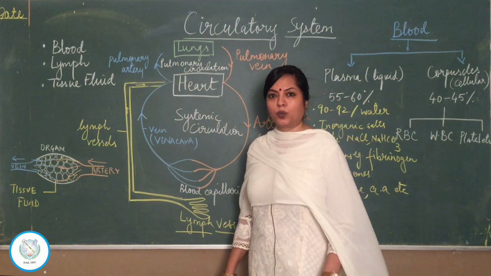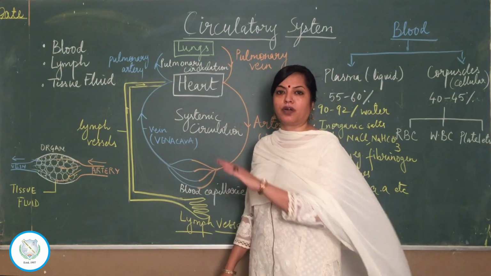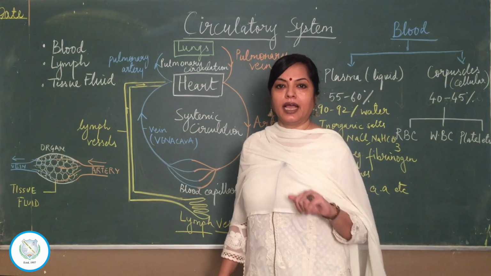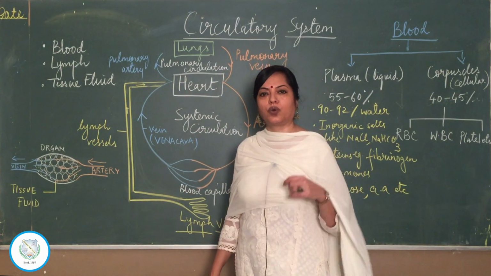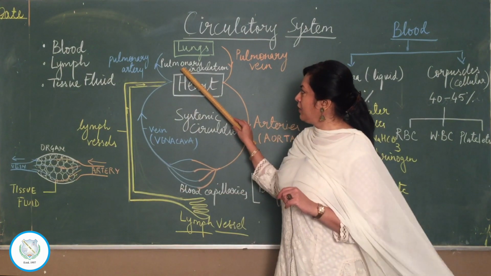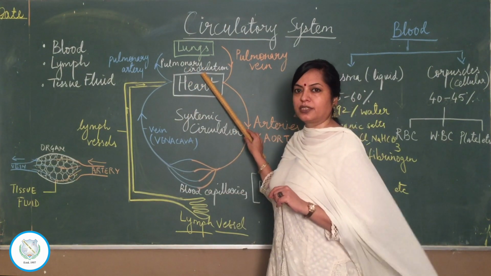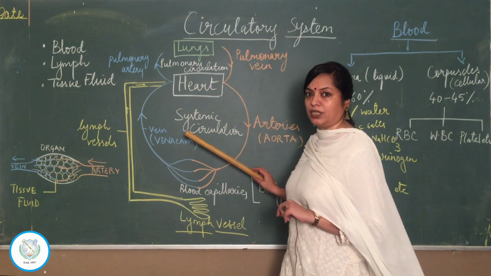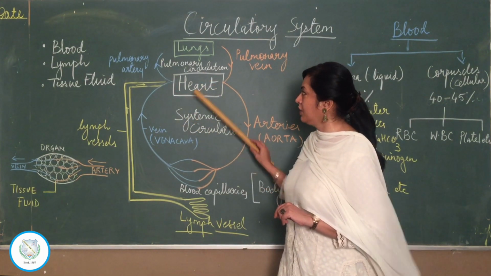I repeat, for completing one full round in the body, blood passes through the heart twice, and that is why human circulation is called double circulation. It is of two kinds. Pulmonary circulation is the short distance circulation and systemic circulation is the long distance circulation.